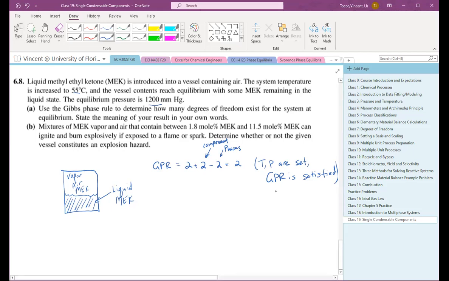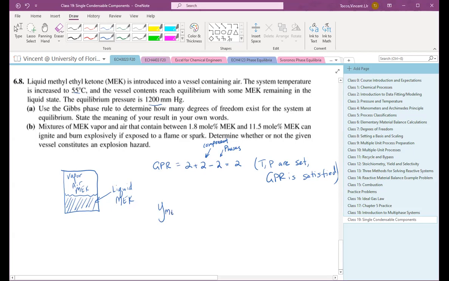So this means that I can find what the mole fraction of methyl ethyl ketone is. Okay, so part B says mixtures of methyl ethyl ketone vapor and air that contain between 1.8 mole percent and 11.5 mole percent can ignite and burn explosively. Determine whether or not the given vessel constitutes an explosion hazard. So in order to determine what the mole fraction is and whether or not it falls in between the lower limit and the upper limit, we have to calculate what it is.